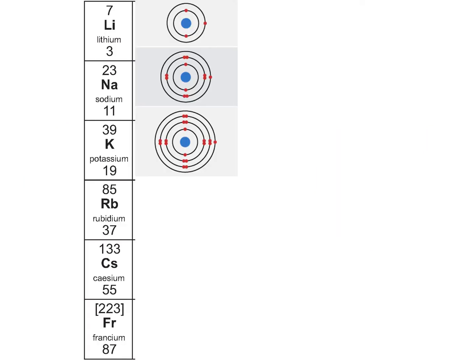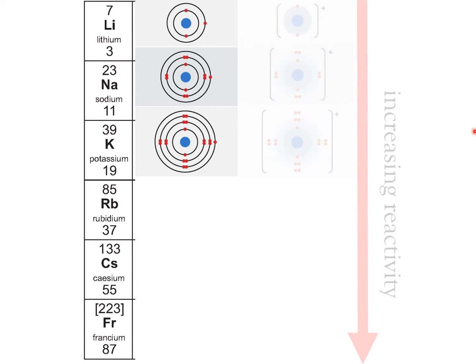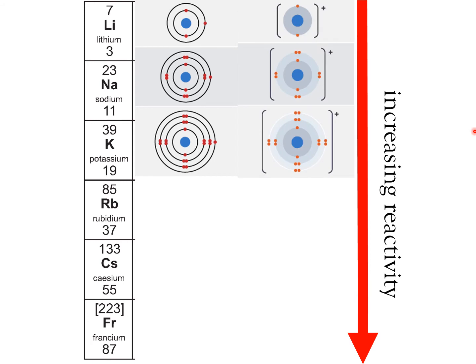Let's start with the group 1 elements, the alkali metals. As you go down group 1, their reactivity increases. This means that the further down the group you go, the more reactive the element is. So francium is more reactive than lithium, which is the least reactive alkali metal.